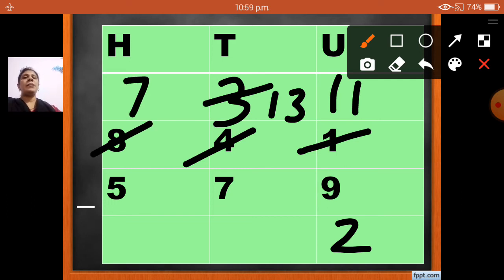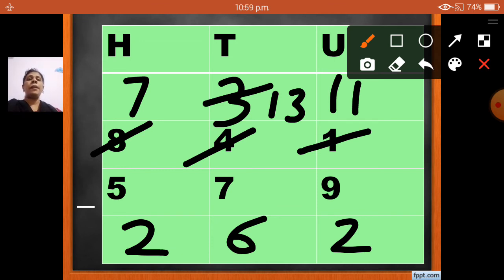Now 13 minus 7 is, after 7, 8, 9, 10, 11, 12, 13. Okay, what answer I got? 6. So 13 minus 7 is 6. Okay, 7 minus 5 is 2. After 5, 6, 7, that is 2. So when we subtract 841 minus 579, we get my answer 262.